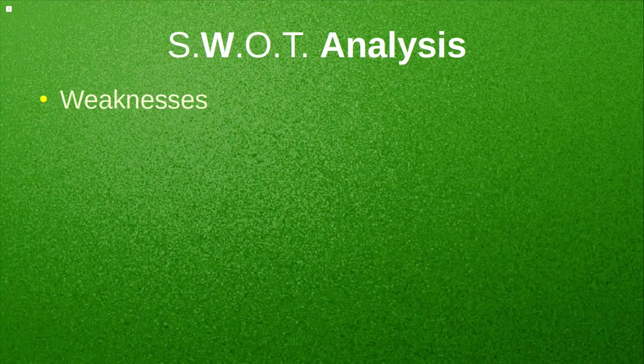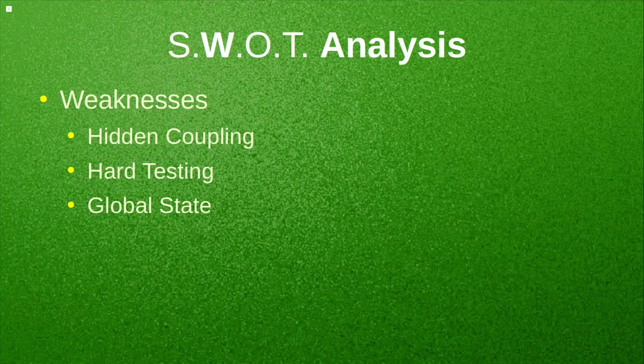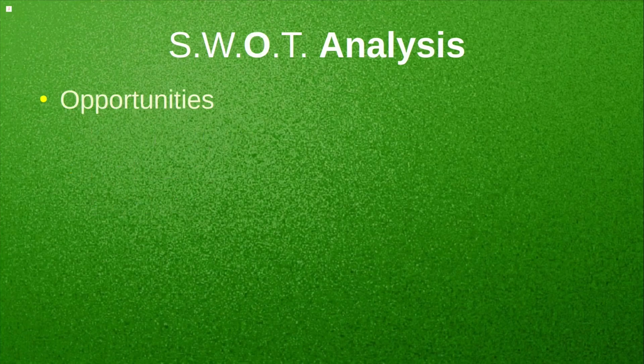W. Weakness. Hidden coupling. Classes may depend on the singleton without clearly showing it, making the code harder to understand. Hard testing. Because one shared object is used everywhere, unit testing and mocking can become more difficult. Global state. Acts like a global variable, which can lead to bugs when many parts of the program change it.